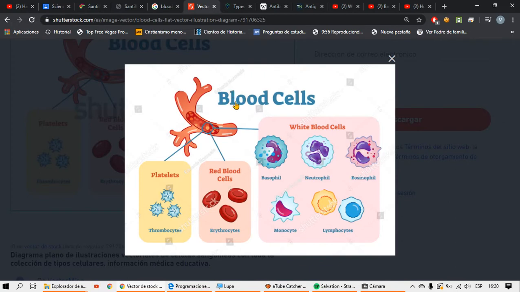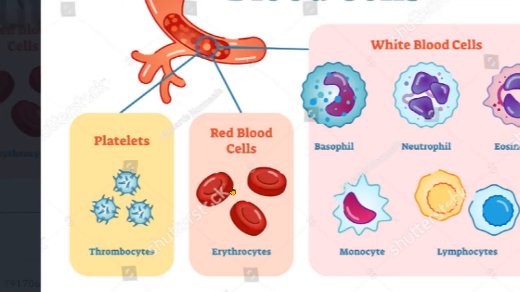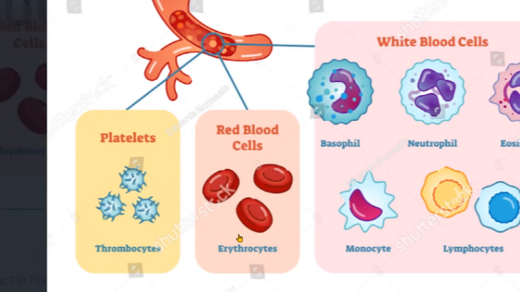The blood cells, as I told you, are first divided into platelets, in mammals, or thrombocytes in fish, amphibians, and reptiles. The red blood cells, or erythrocytes, carry oxygen, nutrients, and other things to our body.